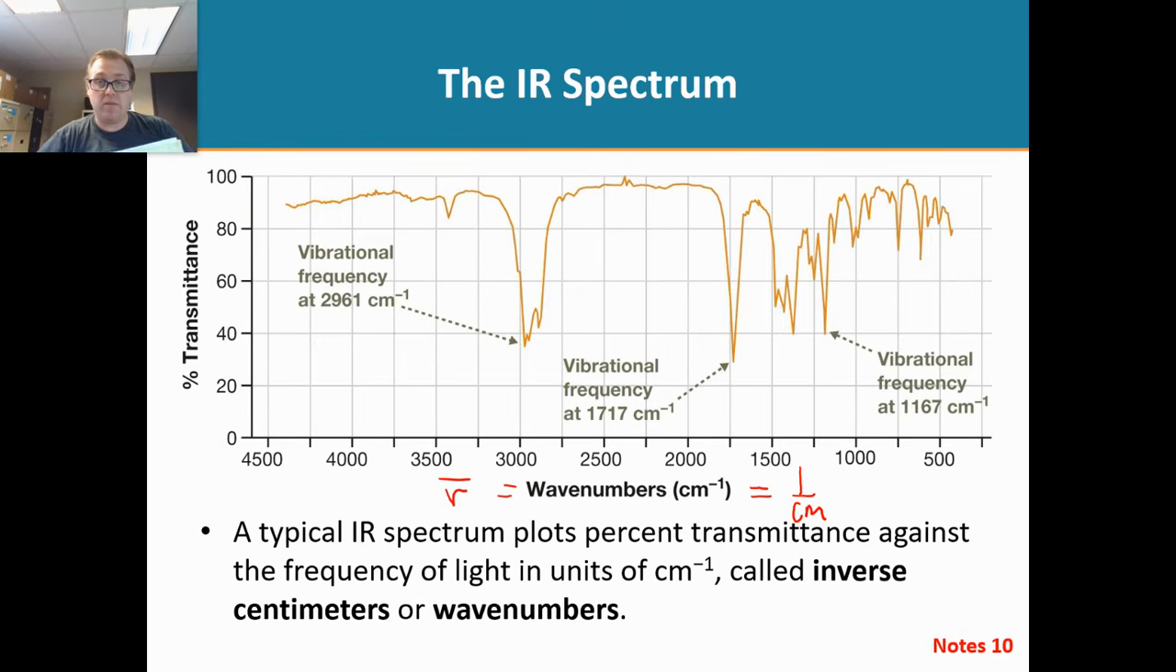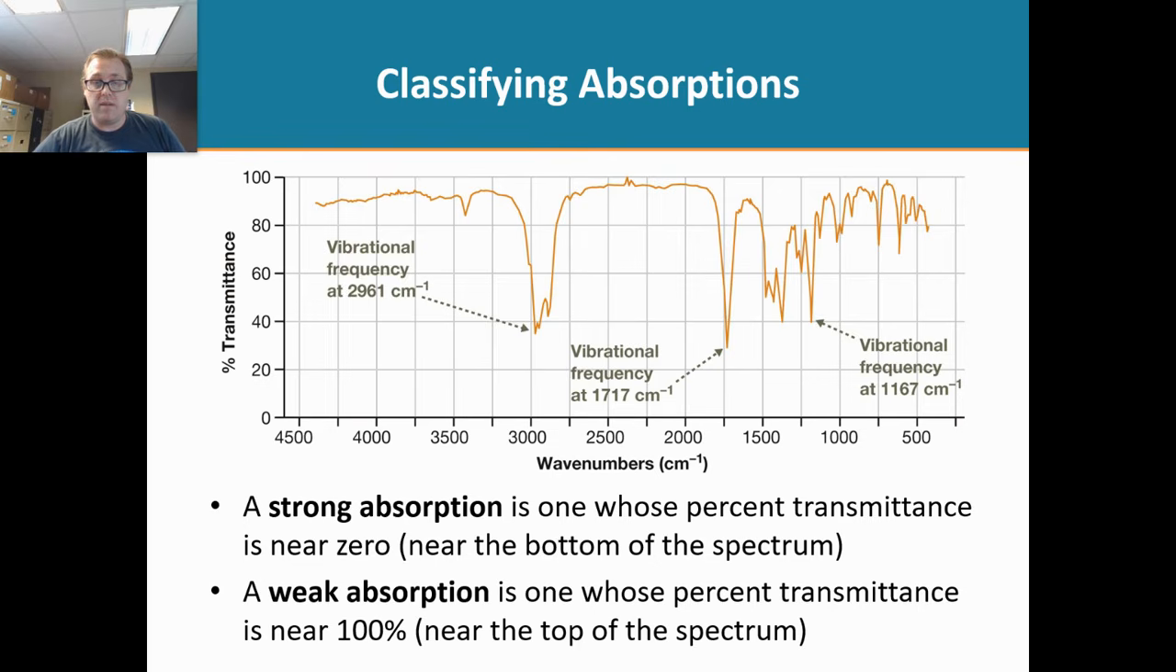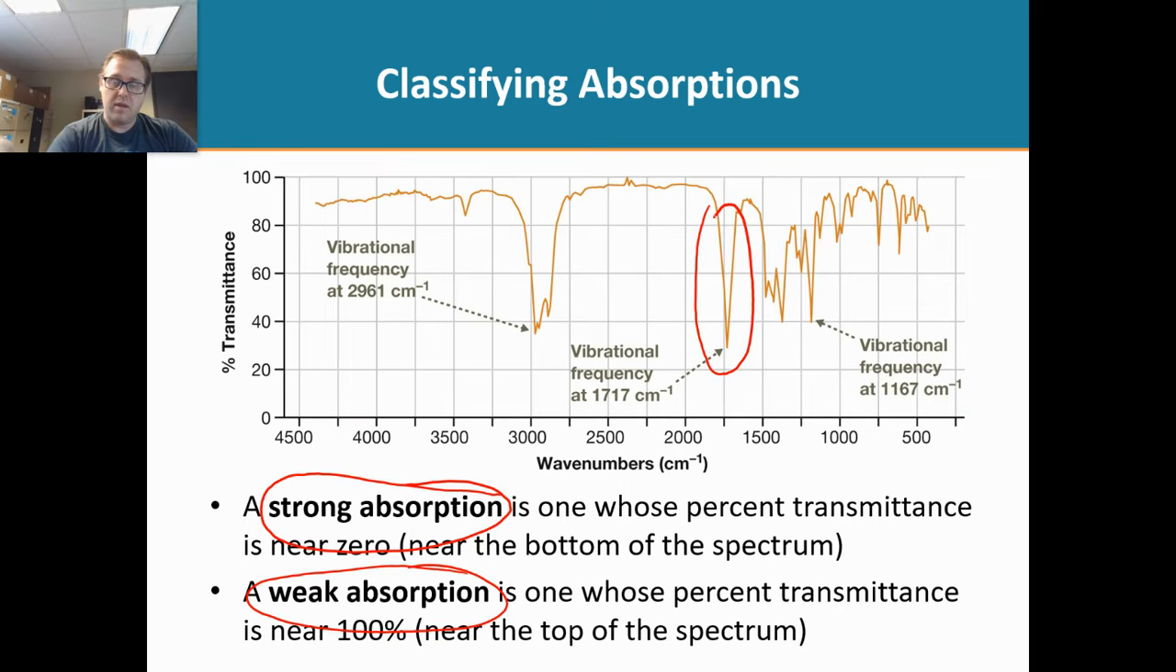So that is what the IR spectrum looks like, and those are the X and Y axes. Now, there's some other words that we use to describe these absorptions. We use this idea of strong absorptions and weak absorptions. So a strong absorption looks like this. That would be considered a strong. We would also consider that a strong absorption.